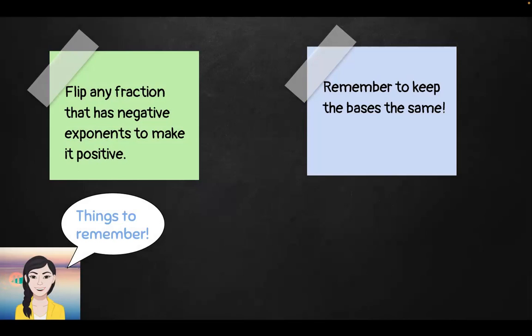Okay, so here are some things for you to remember. Any fraction that has a negative exponent, we can flip it or use the reciprocal property in order to make those exponents positive. And remember to always keep the bases the same. I'm only going to add, subtract, or multiply the exponents, but the bases are always going to stay the same, even if it's a letter or a number.